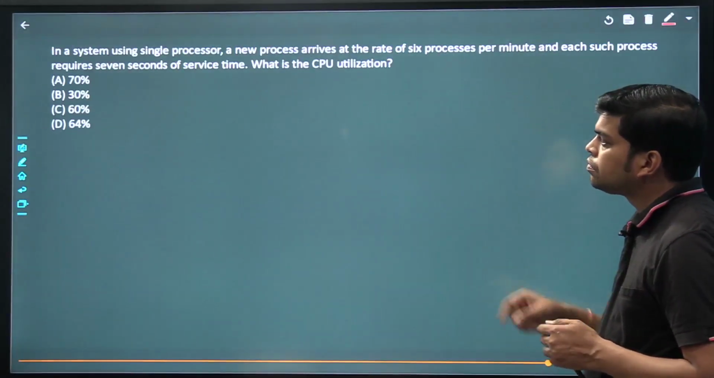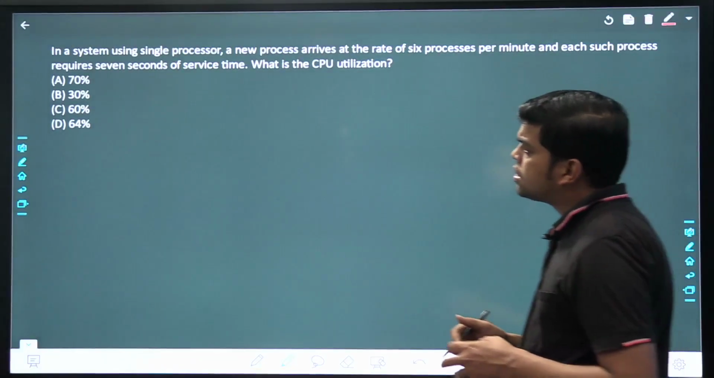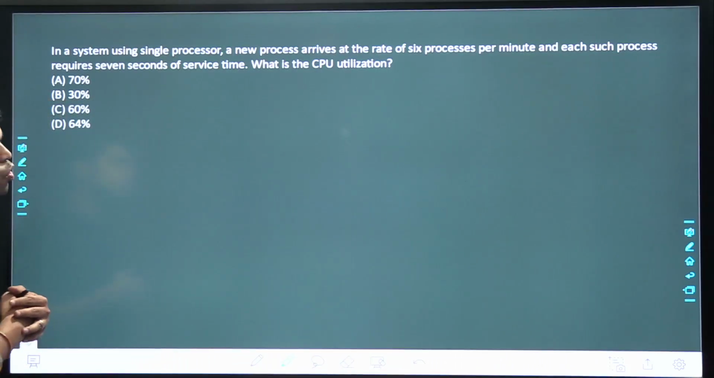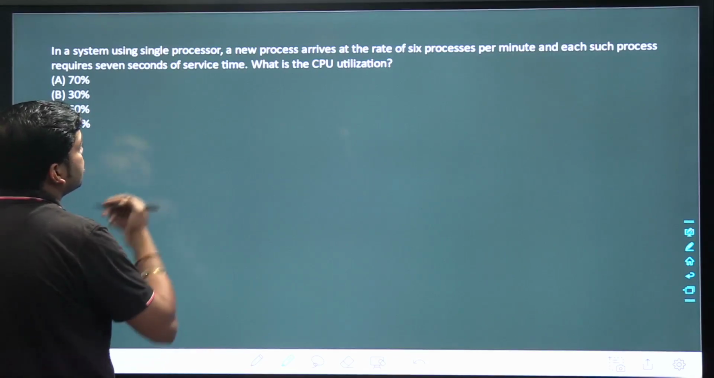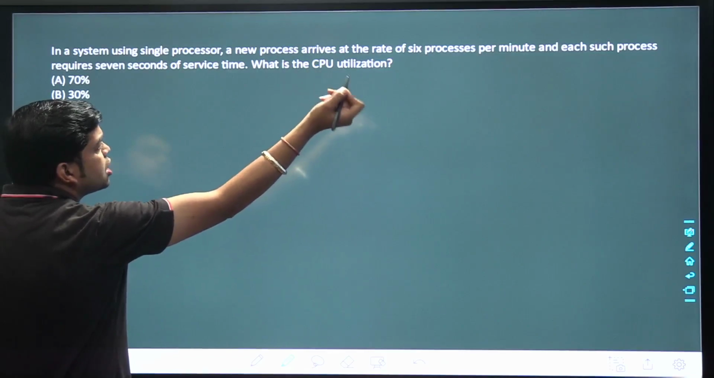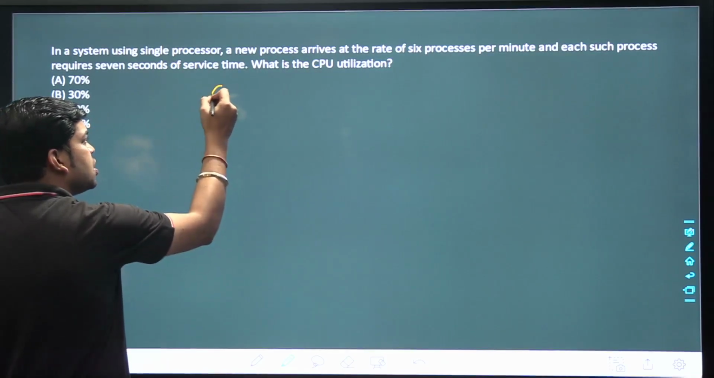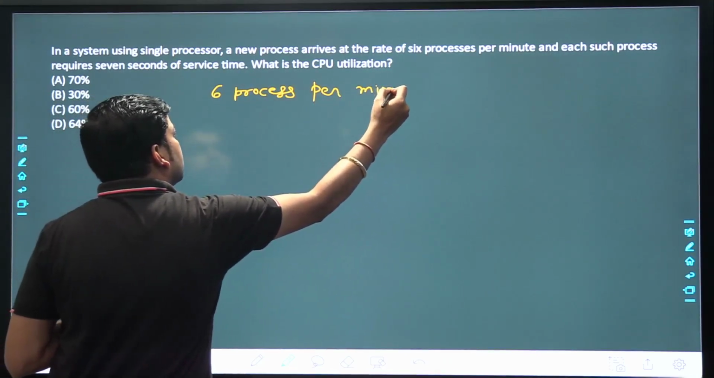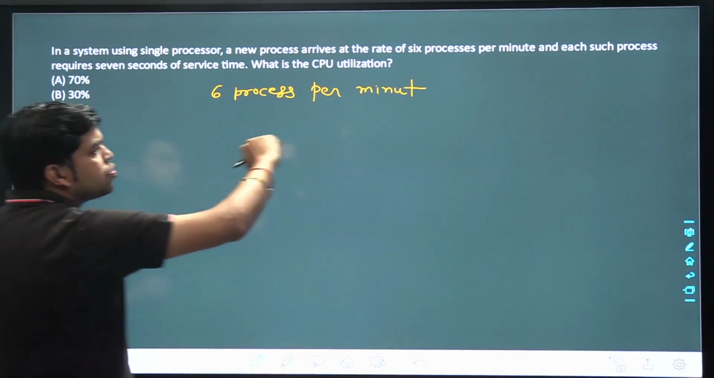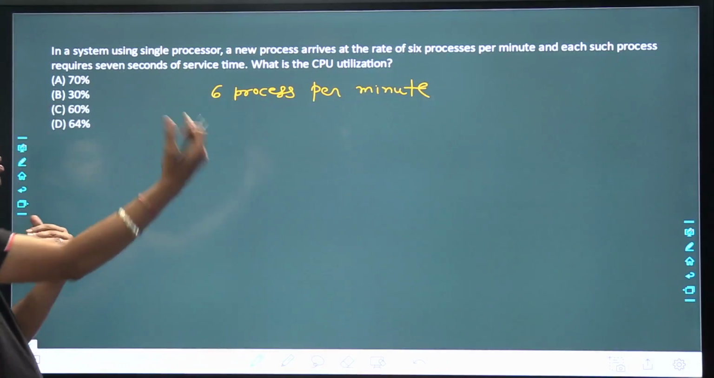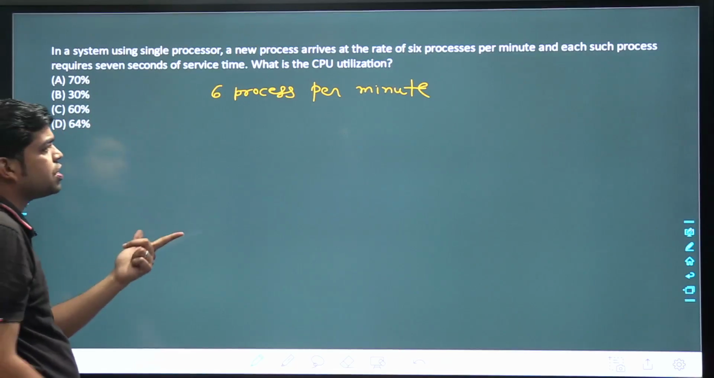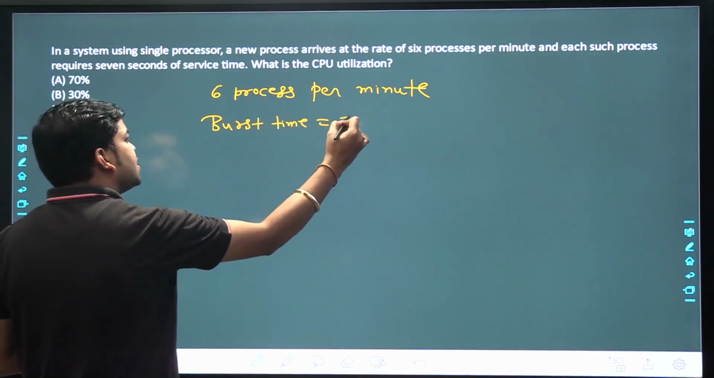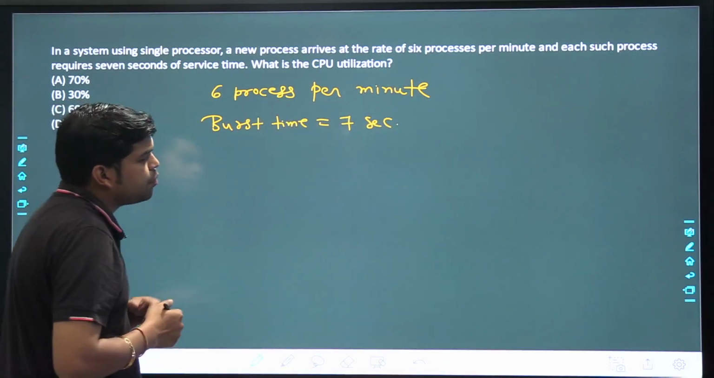Got it? Now, in a system using a single processor, new processes arrive at the rate of 6 processes per minute, and each process requires 7 seconds of service time. So the burst time of each process is 7 seconds. So what is the CPU utilization?